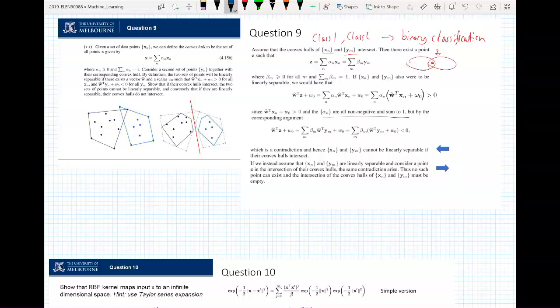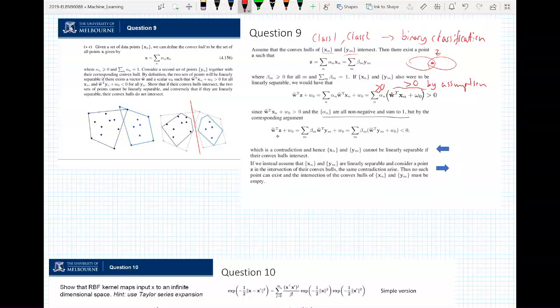All right? So once I do this, we know that if they are linearly separable, then each of the alphas is non-negative and this term is positive by assumption, right? So you sum up a bunch of non-negative numbers, you cannot get negative, so you get greater than 0, right? So if I write z in terms of x, then I get this.